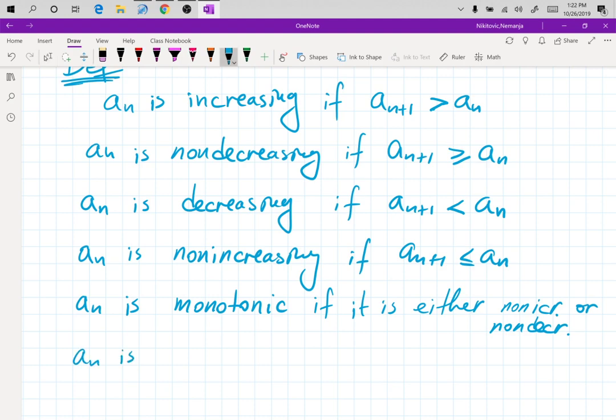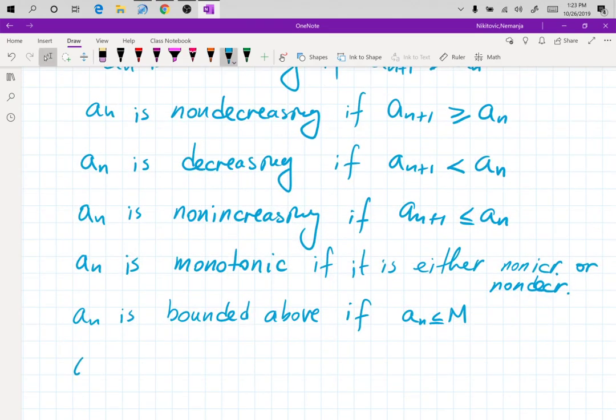An is bounded above if an is less than or equal to some value m, so no values go above that.